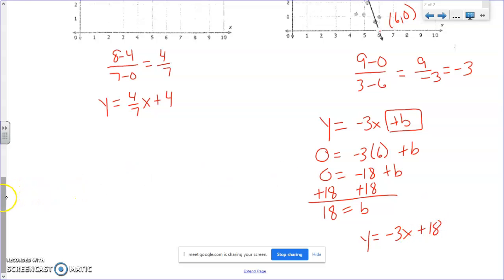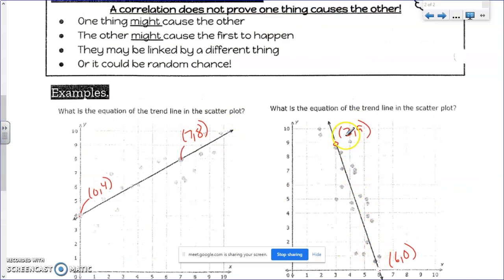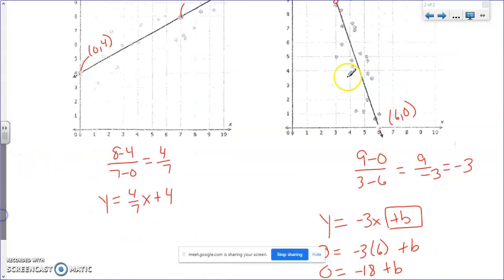Now you need to go back to the graph and ask yourself, does that make sense? Is the graph going to where it might cross up here at 18? Yes. If you had got negative 18, would this graph ever go down here and cross at negative 18? No. Okay, so let me pause this.